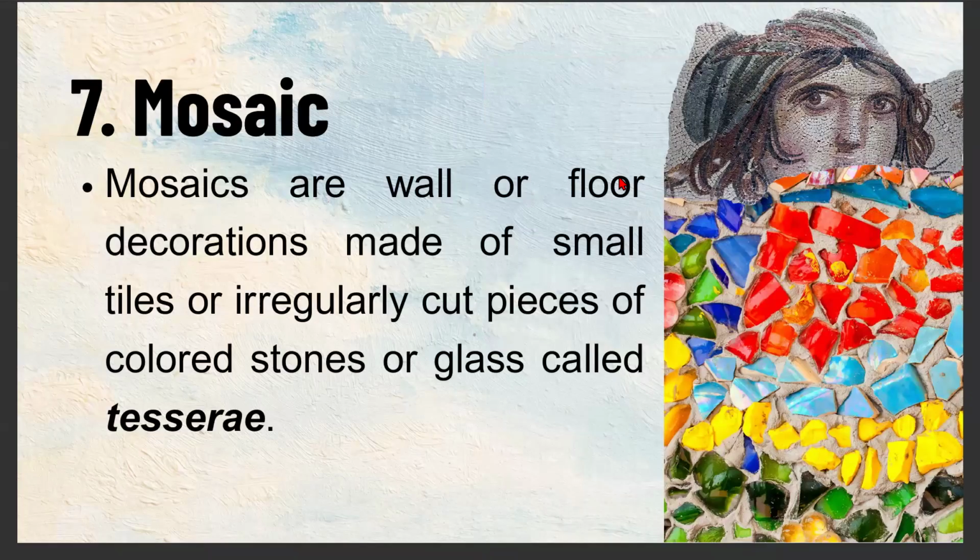Moving on from painting, let us now continue with the mosaic. I know you're very much familiar with this mosaic. In this example, the artist uses small pieces of tiles or glass, in order for us to create certain forms of images or patterns.